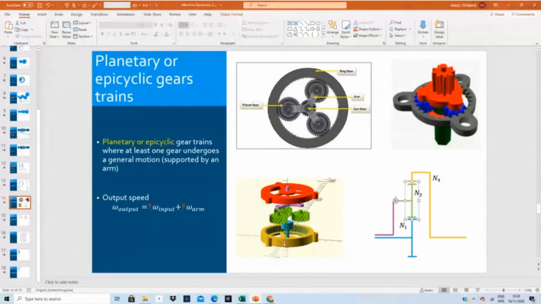It is also shown here. I will have the central sun in the middle, the ring in orange, the planet in green, and the arm in purple. And this one is just the reference, or the ground. So this is it. This is a typical, not the only example, but a typical gear train, a typical planetary or epicyclic gear train.